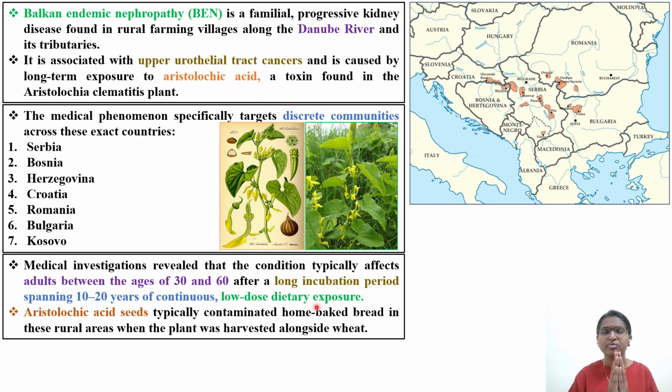So here you have to remember some of the principles of toxicology. Low dose consumption, but repeated administration over a period of time. So that is how this particular exposure has a long incubation period. Okay, aristolochic acid, these are the seeds, typically contaminated home baked bread in these rural areas when the plant was harvested along with the wheat.